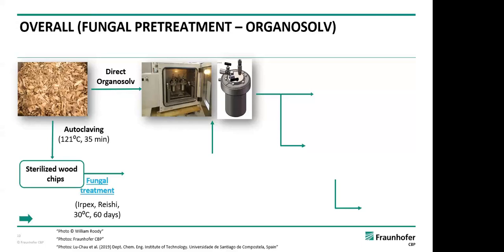About 24 plugs, 4 by 4 millimeter, of fungal mycelium from fresh agar plates were added to each Fernbach flask and maintained in static culture in an oven at 30 degrees during 60 days.